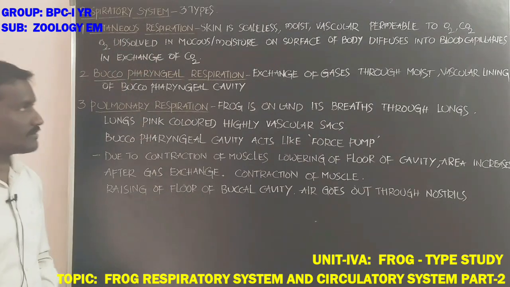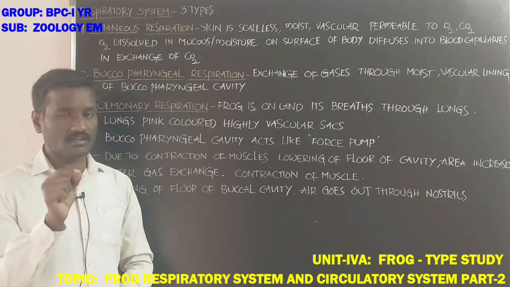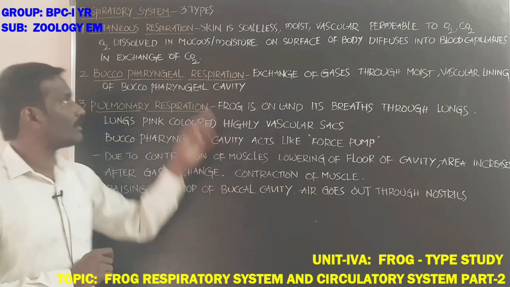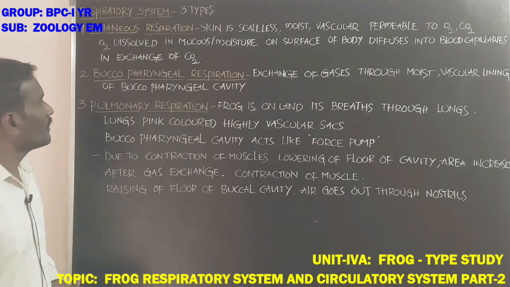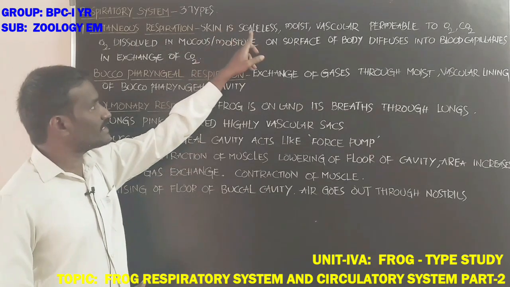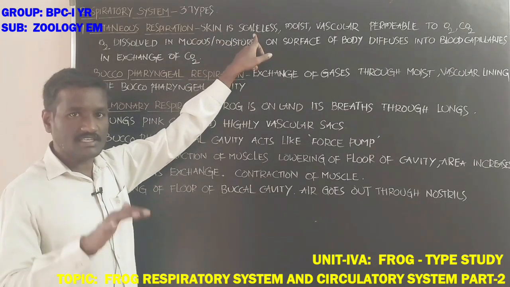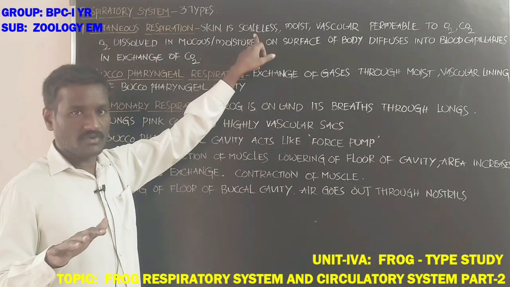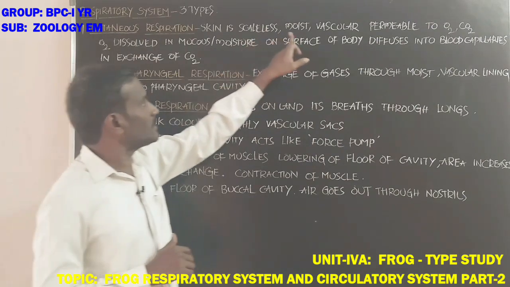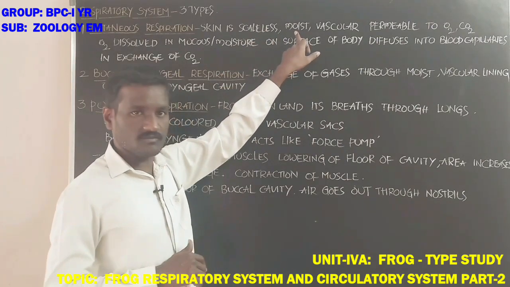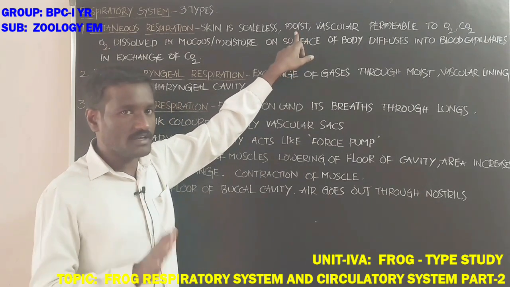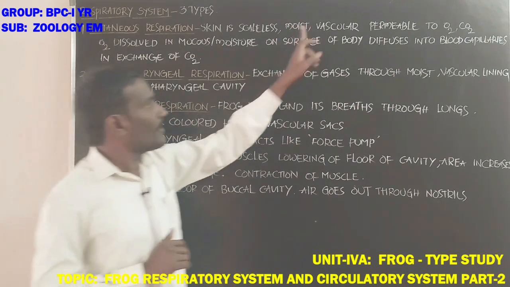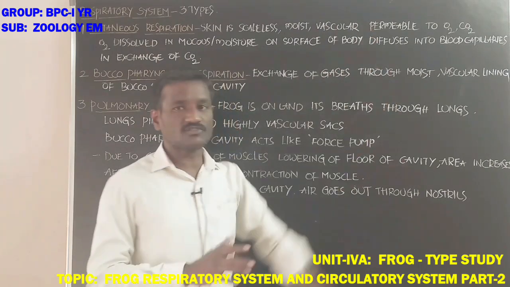What is the first one? Cutaneous respiration. Respiration occurs through the skin. That is called cutaneous respiration. Students, in this, skin is scaleless. Scales are absent. Next, the skin is always moist. Moist surface. Next, vascular. It is vascular.